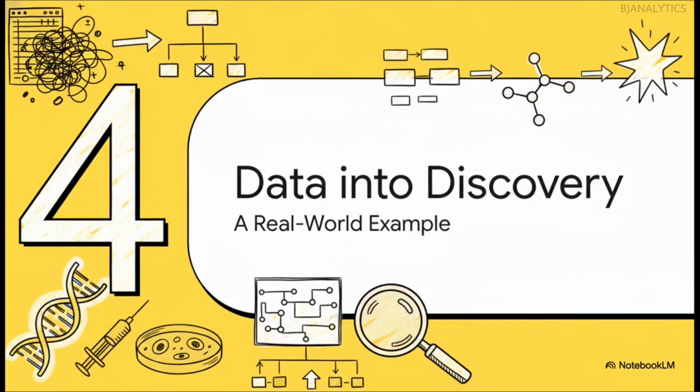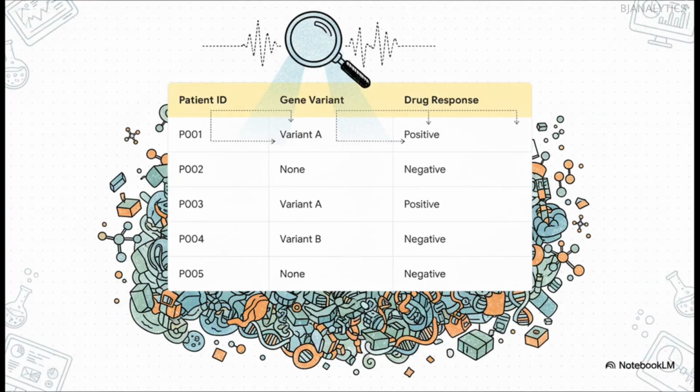All right, theory is great, but let's actually see how this works in practice. We're going to walk through a simplified example to see how this partnership takes us from just a messy spreadsheet all the way to a potential medical breakthrough. So imagine we've just wrapped up a clinical trial for a new drug. What we're left with is a mountain of data that looks kind of like this: a giant table with patient info, their different gene variants, and how each person responded to the treatment. Right now, it's just a sea of raw, unorganized information.